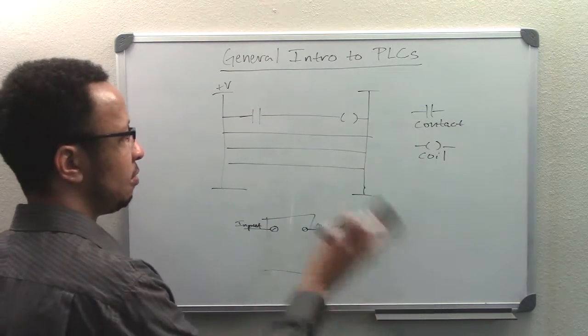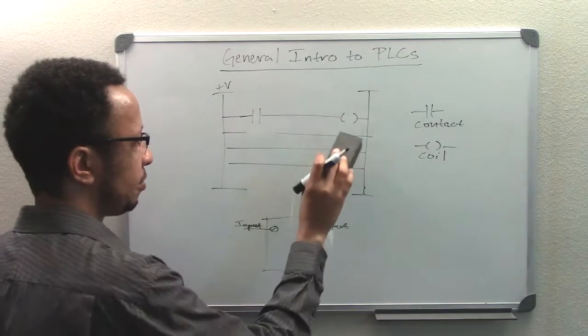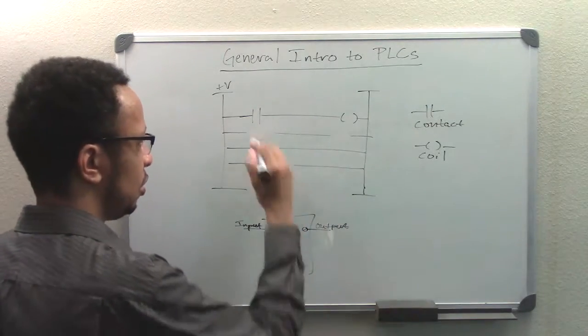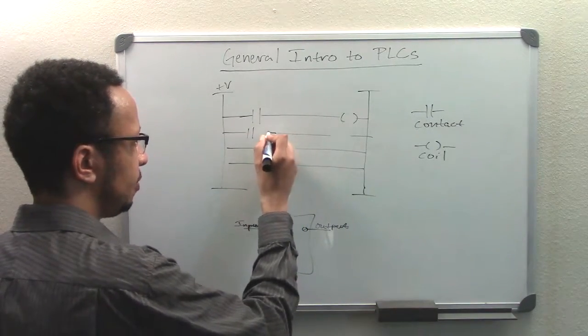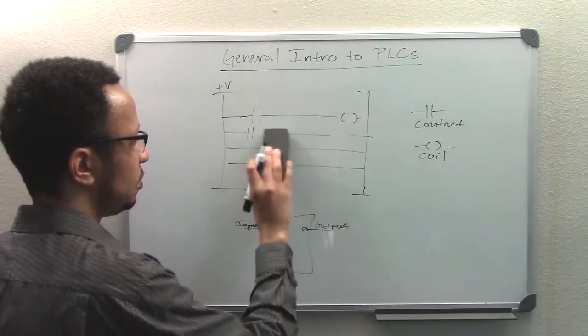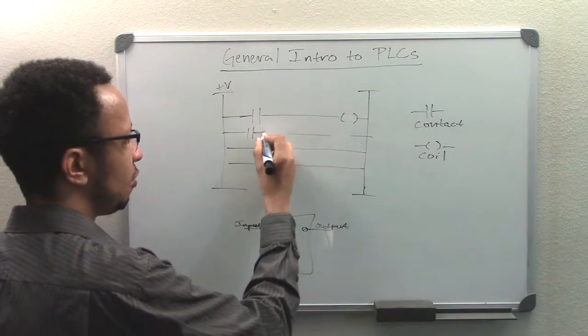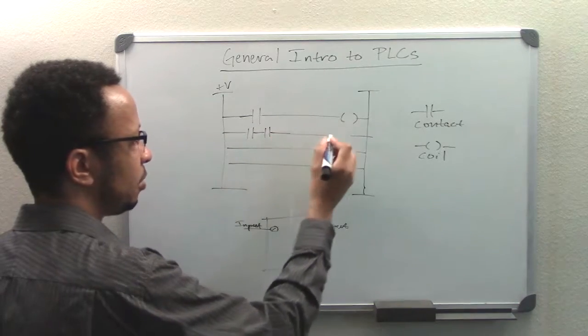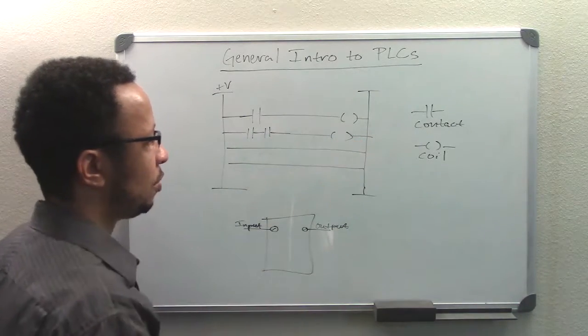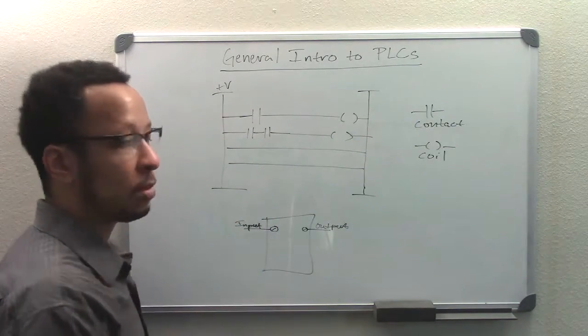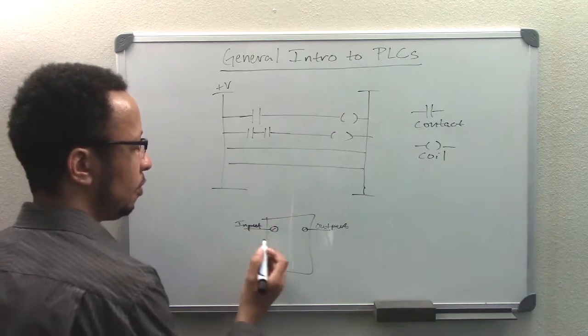Now, if I double this up and I have two contacts that are in series with each other, remember like our previous example, what we will get is our AND function. So it'll require two inputs.